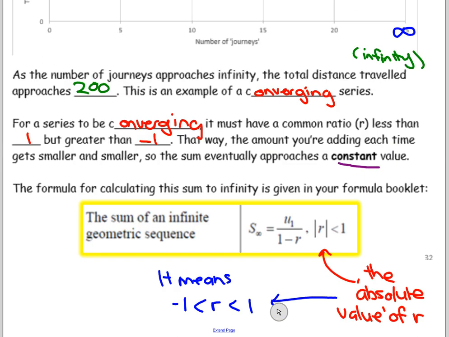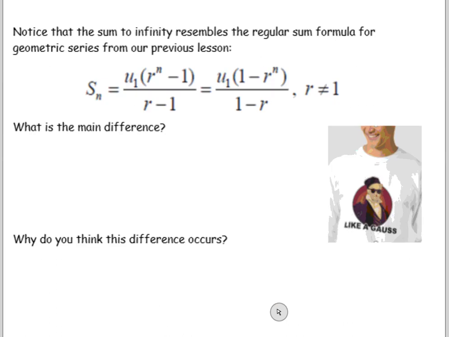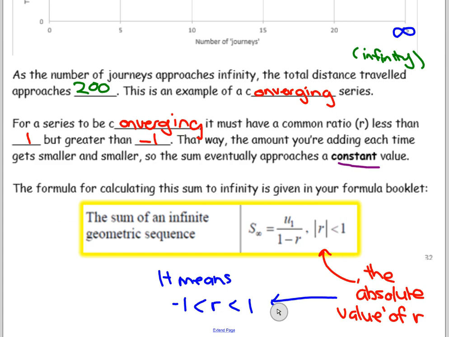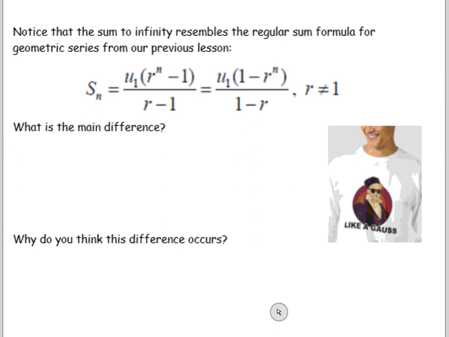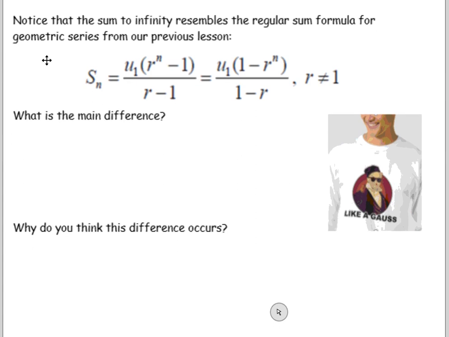So there we are. So what we were asked, this was the formula for the infinite series. And we're just talking about how it's very similar to the sum for a finite series, the previous lesson's one. So notice that the sum to infinity resembles the regular sum formula from the geometric series in our previous lesson. So what was the main difference again? You guys talked about it when we were looking at it before. The main difference is it's basically the one we normally use, but with that part cut out.